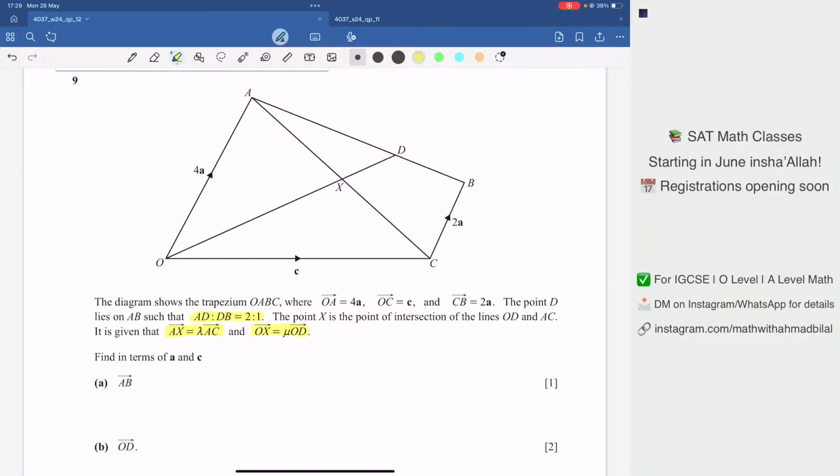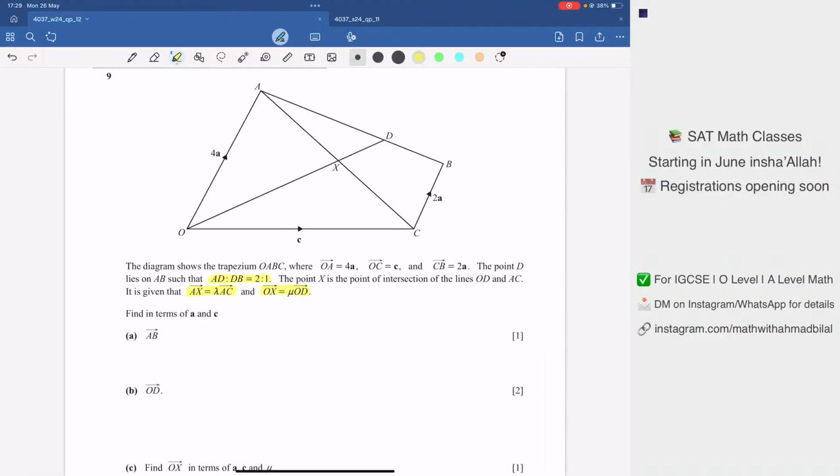Okay, now how do we think about this? We've got a diagram given. On that diagram, find a path that takes you from A to B on which we know the vectors. You could say, let's go from A to O, O to C, and then C to B, right? That's the path that you could follow.